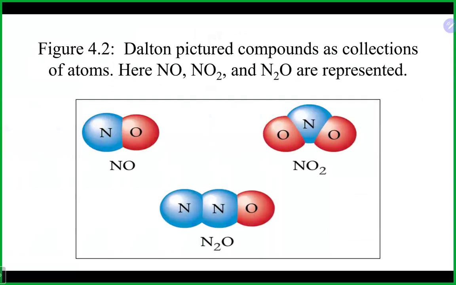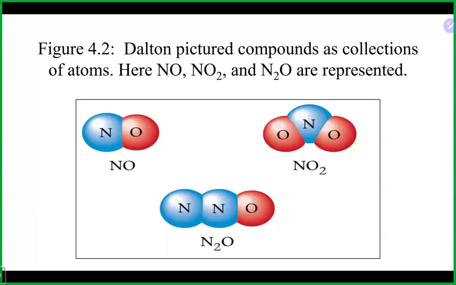Now, this is also how Dalton pictured combination of atoms or compounds. Here you can see in each of these cases, each one basically contains the same 2 elements, right? We have nitrogen and oxygen. But we have different combinations, and as you can also see, different connectivities of each of these elements. On the first one, we have a nitrogen and oxygen bonded to each other. We have 2 oxygens and a nitrogen, with the nitrogen in the middle. And on the bottom one, we have 2 nitrogens and an oxygen bonded to each other.